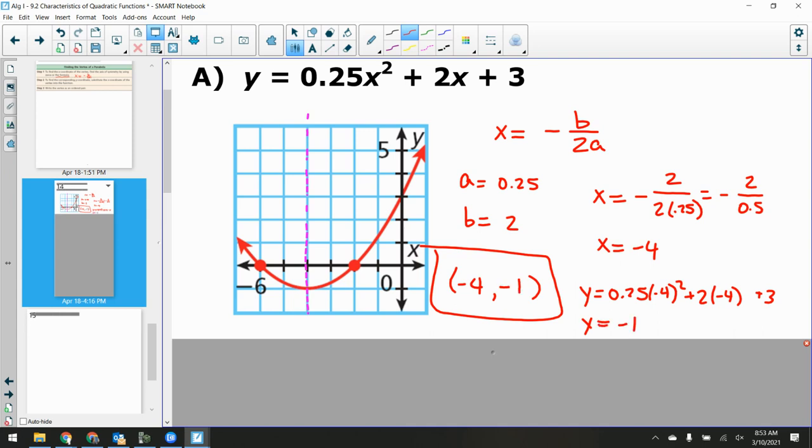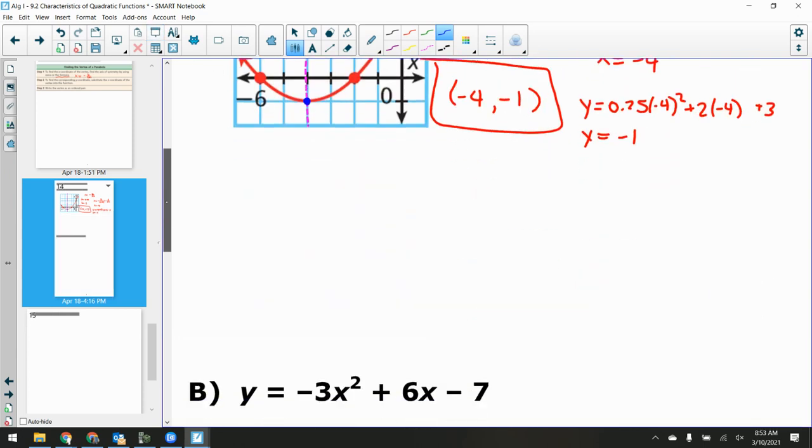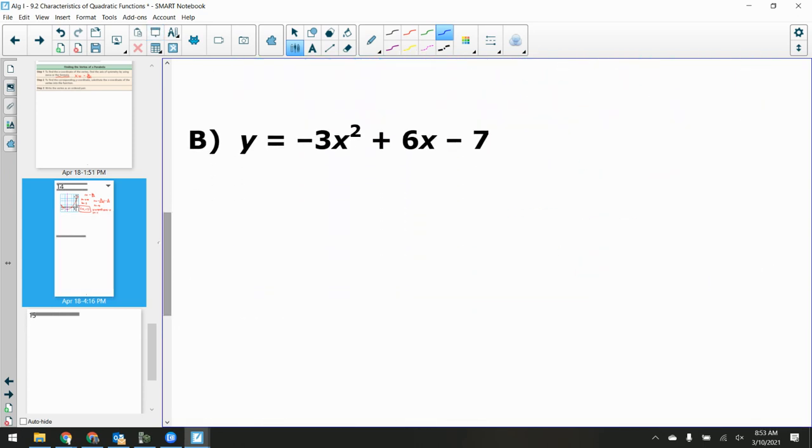And that's my answer. Can we confirm the fact that it actually is at negative 1? Let's take a look. Negative 1, negative 2, negative 3, negative 4, negative 1. Yeah, that is where my vertex ended up. Okay? Questions about that? Now, we're not always going to have the graph. I just put that there so that you could see what happens. So let's try to do it without it now.